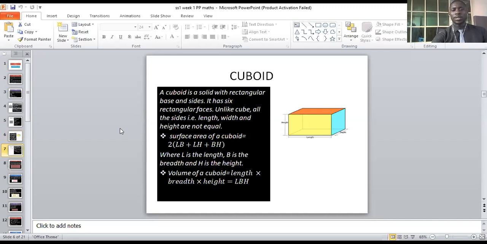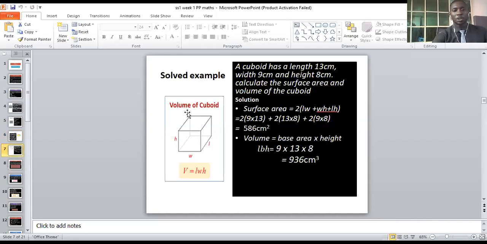So we look at a question. Look at this solved example. Look at the shape. This is the shape of a cuboid. The length is different from the width and different from the height. They have different dimensions. A cuboid has a length of 13 centimeters, a width of 9 centimeters, and a height of 8 centimeters. Calculate the surface area and volume of the cuboid.